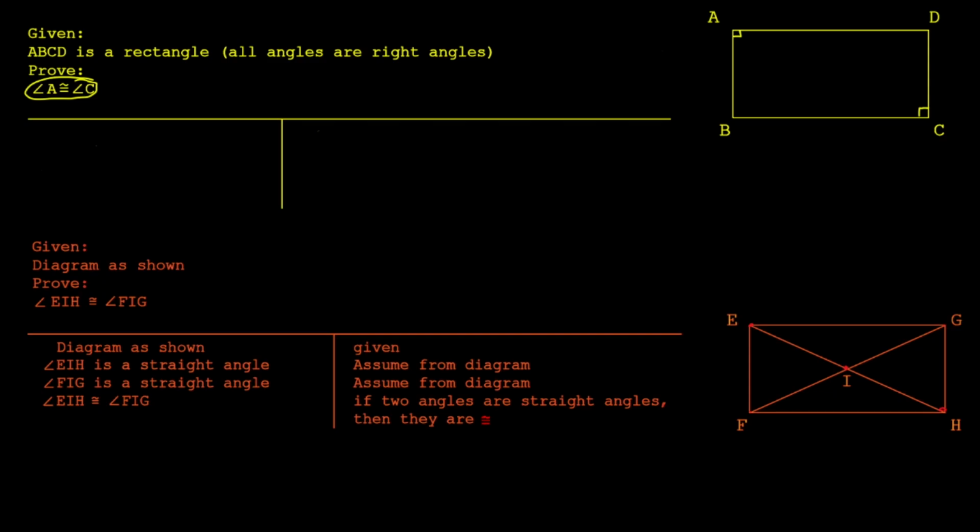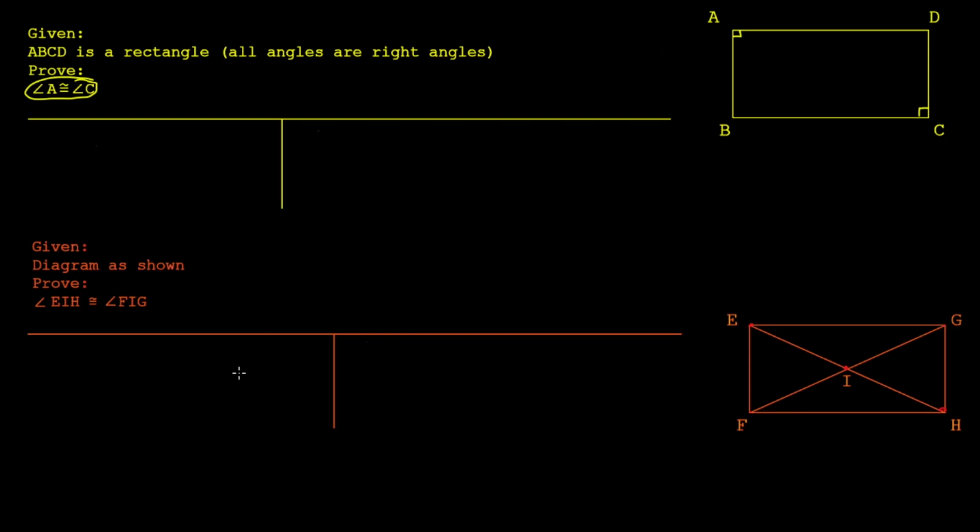Same thought process. So once again, we're going to erase the proof, run through the thought process several times, then write it out. Given, diagram as shown. Write this diagram out on your paper. Angle EIH is a straight angle, assume from diagram. Angle FIG is a straight angle, assume from diagram. Angle EIH is congruent to angle FIG, because if two angles are straight angles, then they are congruent.